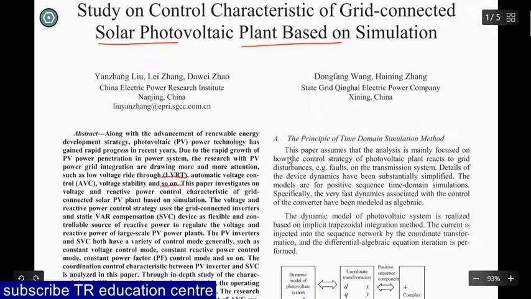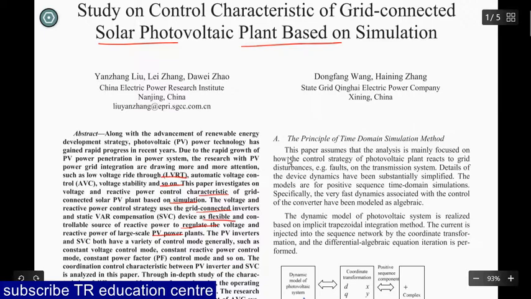stability, and so on. This paper investigates the voltage and reactive power control characteristics of the grid-connected solar power plant based on simulation. The voltage and reactive power control strategy used in the grid-connected inverter and static VAR compensator (SVC) drive a flexible and controllable source of reactive power to regulate the voltage and reactive power of a large-scale PV power plant.